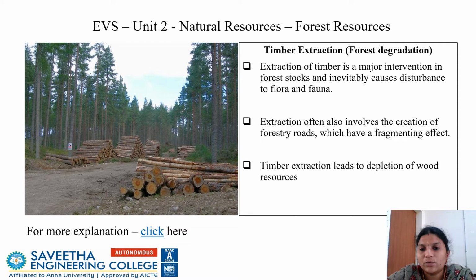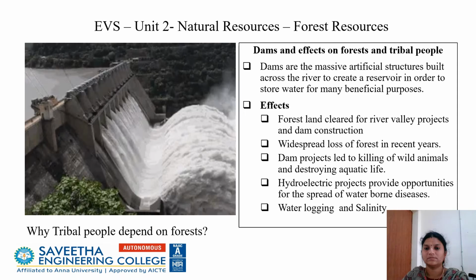Another cause of the overexploitation of forest resources is timber extraction. Extraction of timber is a major intervention in forest stocks and inevitably causes disturbance to flora and fauna in the forest. Dams are massive artificial structures built across a river to create a reservoir in order to store water for many beneficial purposes. Because of this, much forest land was cleared for river valley projects and dam construction. Due to this widespread loss of forest in recent years, dam projects lead to the killing of wild animals and destroy aquatic life. In addition, it also affects the tribal people in the forest.